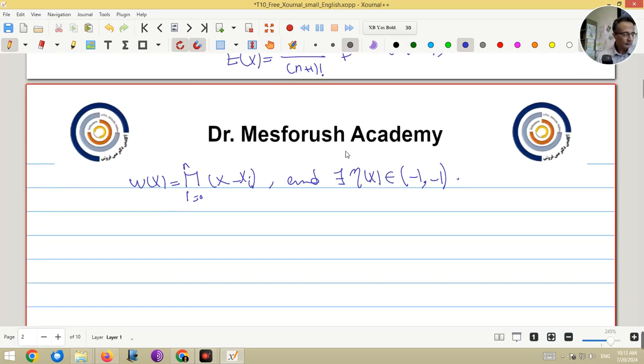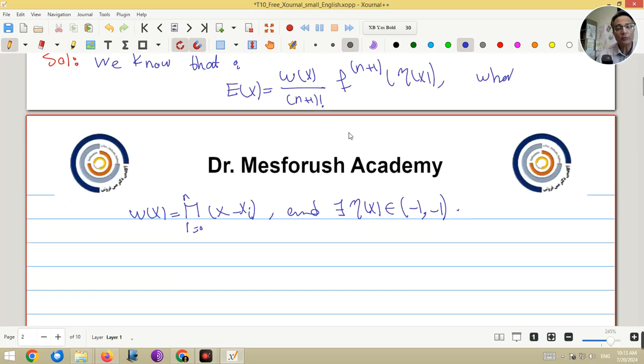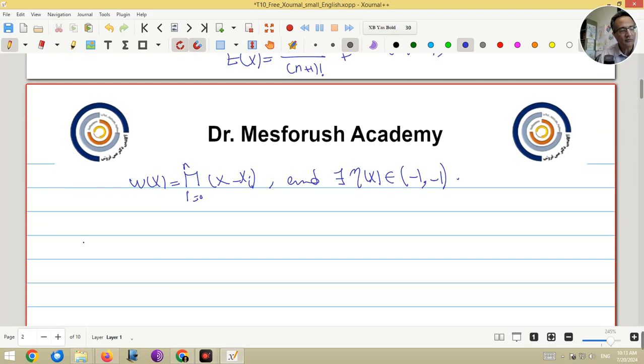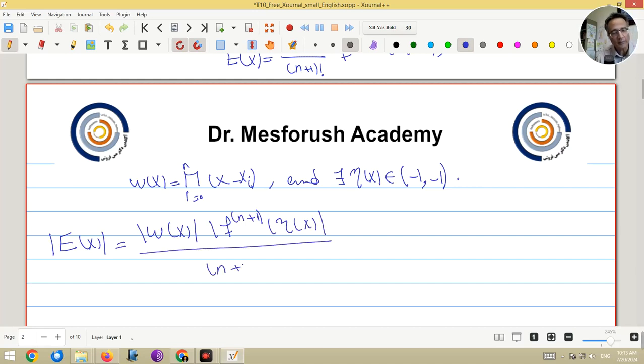Now, take the absolute value of both sides of this equality. Taking the absolute value gives: absolute value of e(x) is equal to absolute value of w(x) times the absolute value of the (n+1)th derivative of f at eta(x), over (n+1)!.